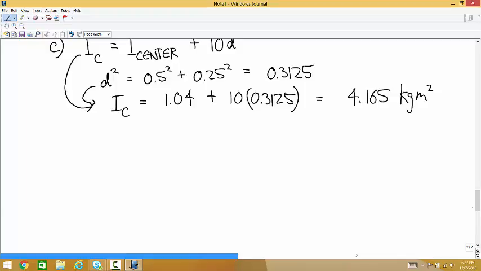Okay, so now we have to define the moment. Or the torque.